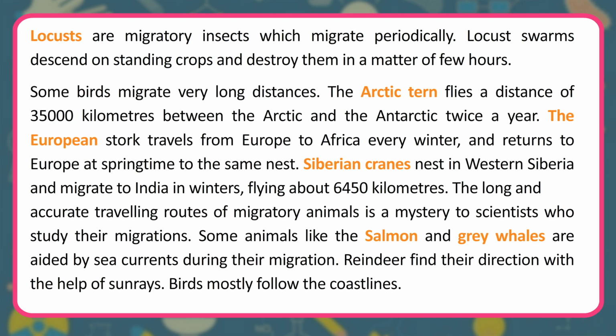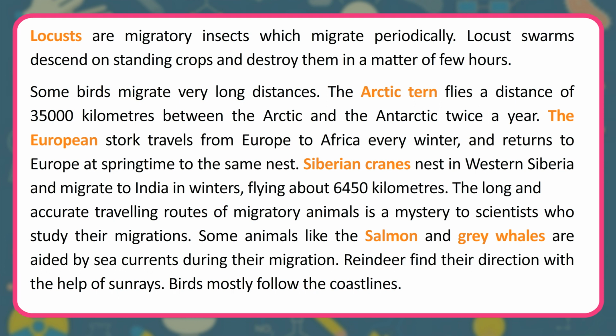Some birds migrate very long distances. The Arctic tern flies a distance of 35,000 kilometers between the Arctic and the Antarctic twice a year. The European stork travels from Europe to Africa every winter, and returns to Europe at springtime to the same nest. Siberian cranes nest in western Siberia and migrate to India in winters, flying about 6,450 kilometers.